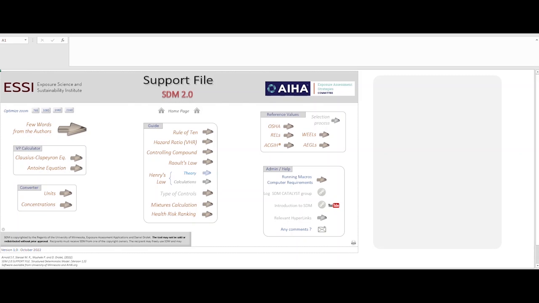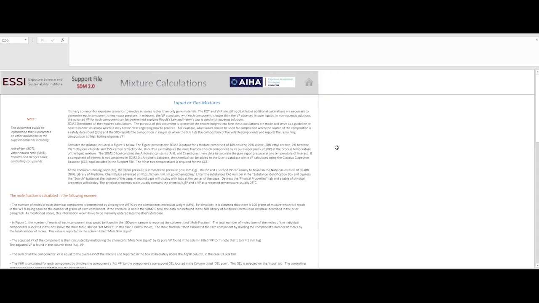For chemical mixtures, the same algorithms that apply to pure chemicals apply to mixtures, but a few extra calculations are required. The Mixtures Calculation tab provides a concise explanation of how the various mixtures-related parameters are calculated and serves as guidance for scenarios that might need a little extra detail in how to proceed.